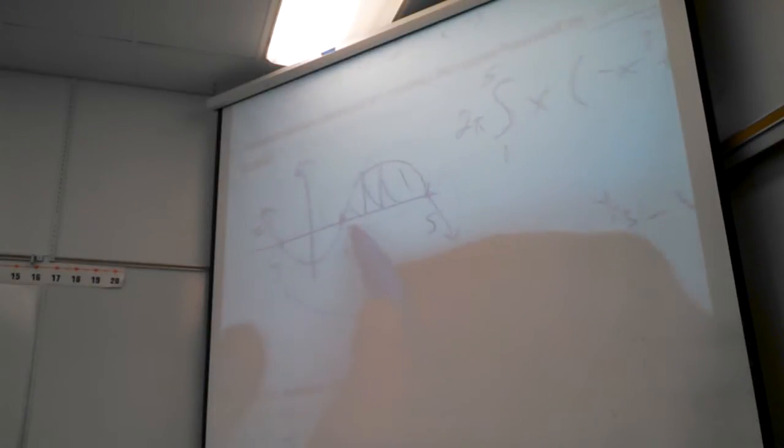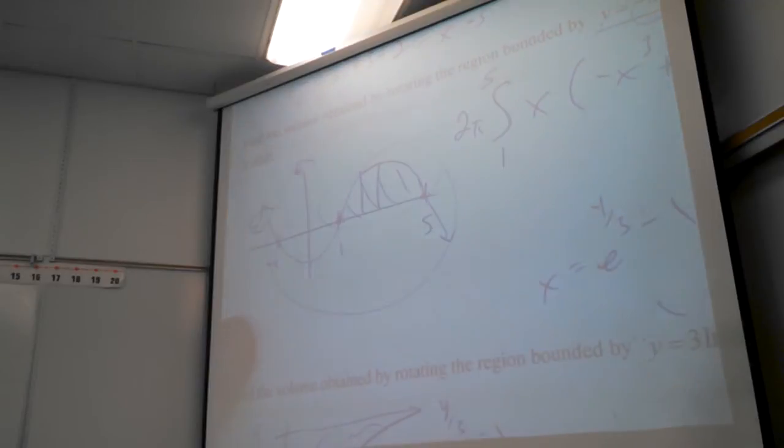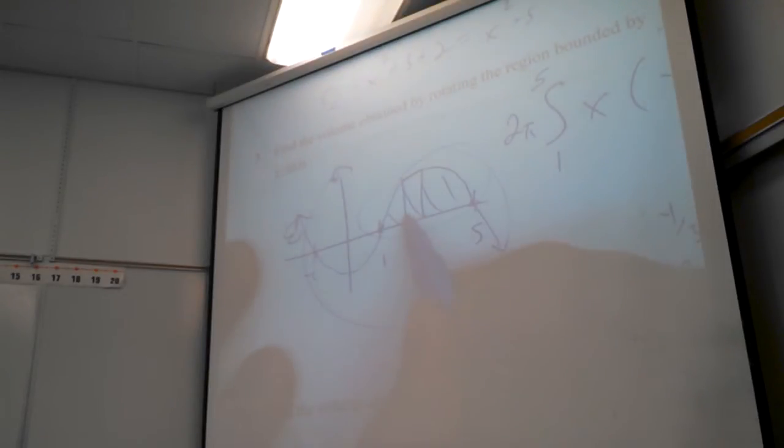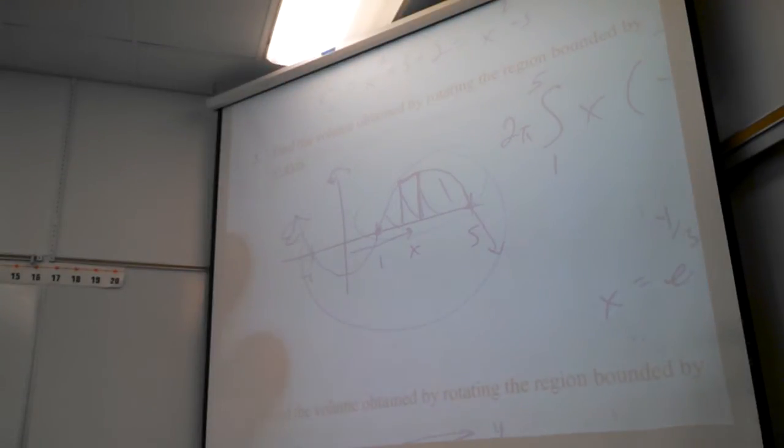So then, I definitely want to use shells so I can keep it dx, right? So then I draw a little rectangle. I locate it. That's going to be the radius. I'm going around the y-axis, so there's no plus or minus crap, right?